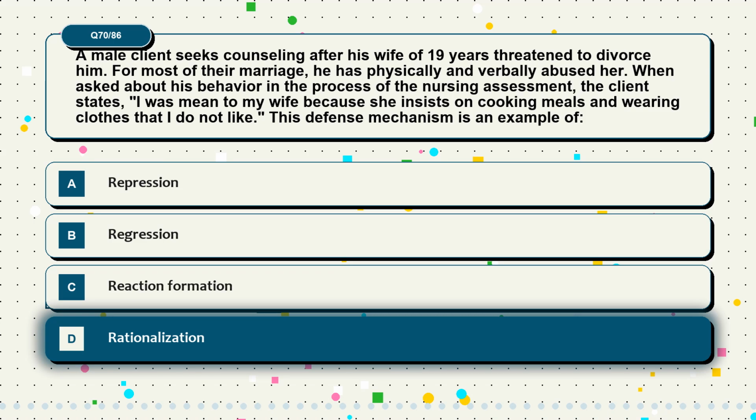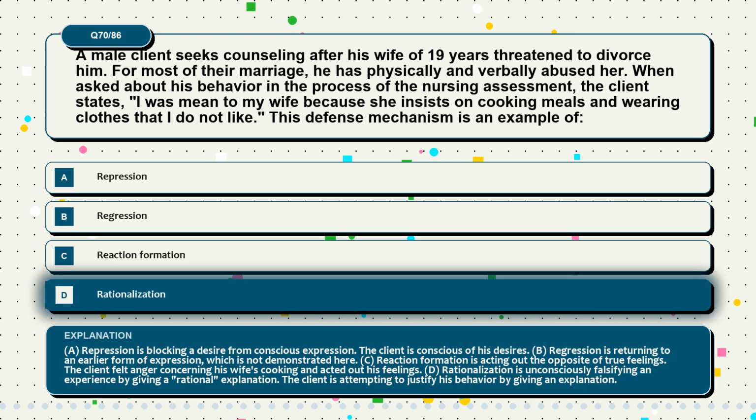The correct answer is option D, rationalization. A, repression is blocking a desire from conscious expression. The client is conscious of his desires. B, regression is returning to an earlier form of expression, which is not demonstrated here. C, reaction formation is acting out the opposite of true feelings. The client felt anger concerning his wife's cooking and acted out his feelings. D, rationalization is unconsciously falsifying an experience by giving a rational explanation. The client is attempting to justify his behavior by giving an explanation.